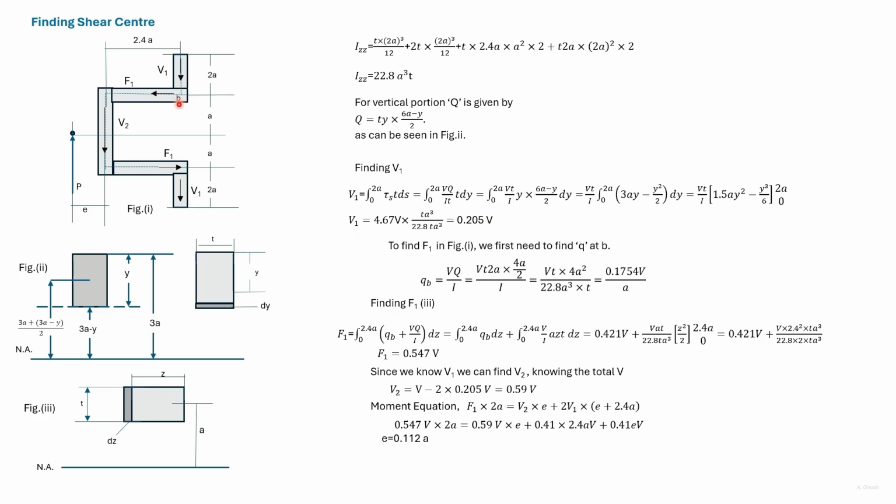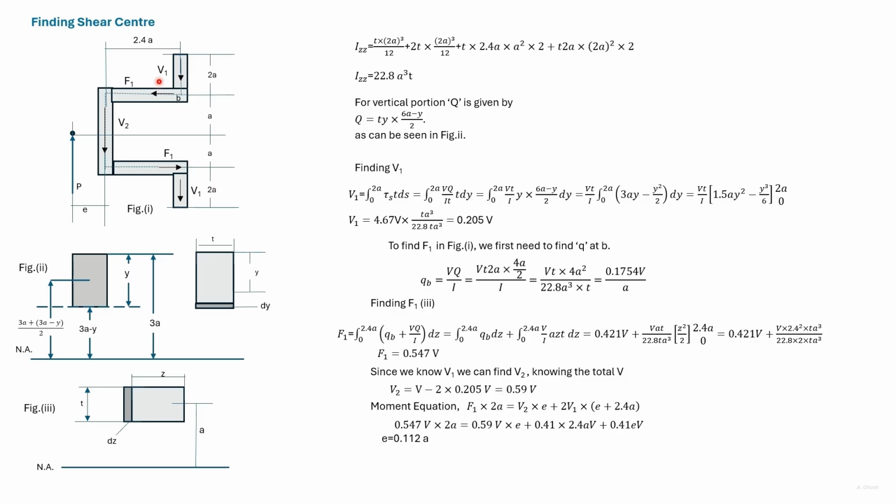Now, in order to find the force F1, we have to know the shear flow at the point B. The shear flow at point B is given as VQ divided by I, where Q is 2a into p into this distance, which is 2a also. Substituting I, we get q_B as 0.1754 V divided by a.